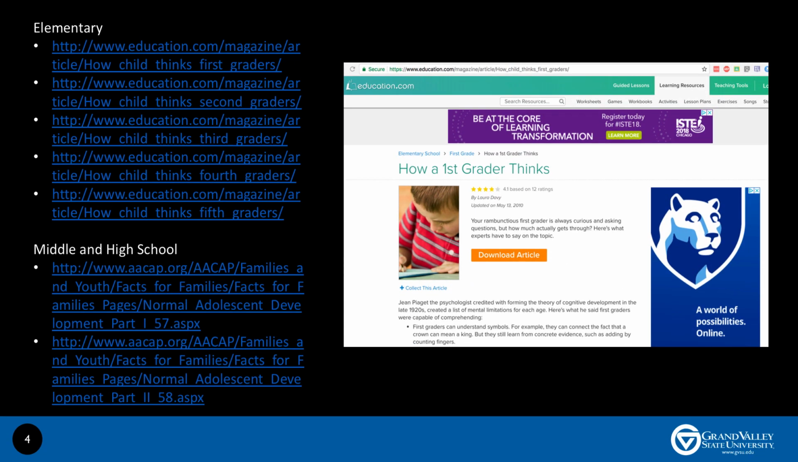Here are some links that you can use depending on the grade level that you teach. They provide some general descriptions of learner characteristics for different age groups. I've posted these links in the TICP2 section of the TICP companion website.